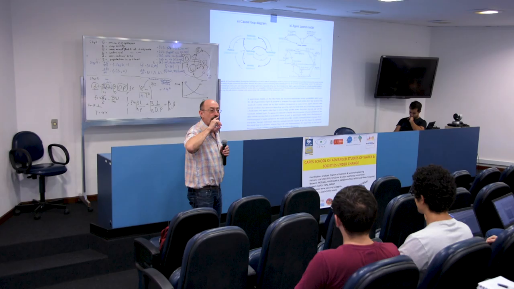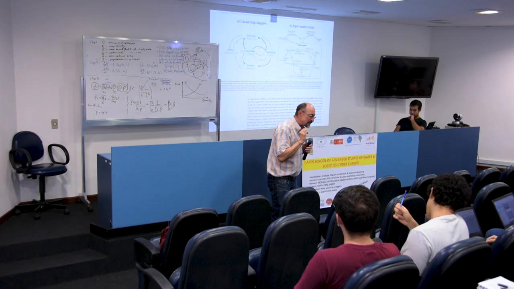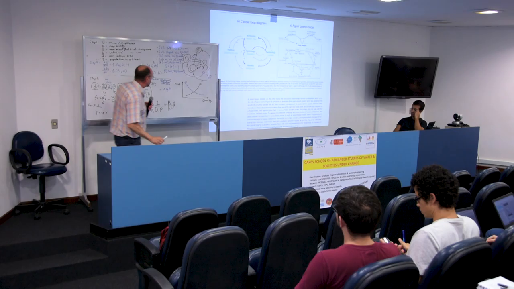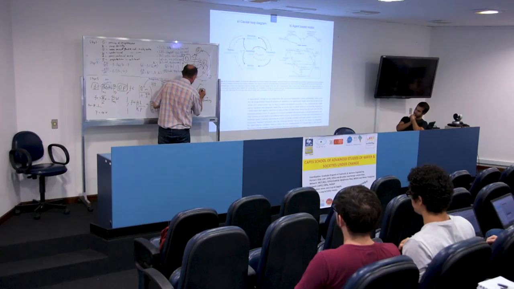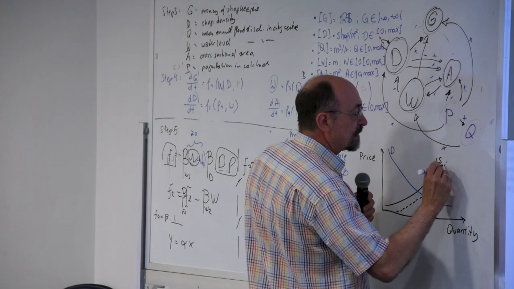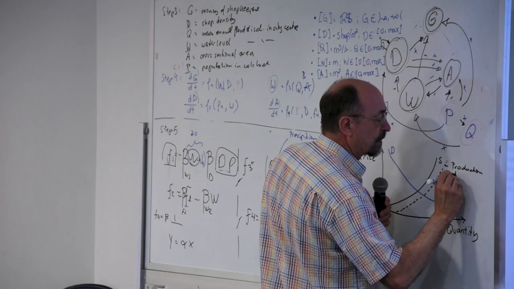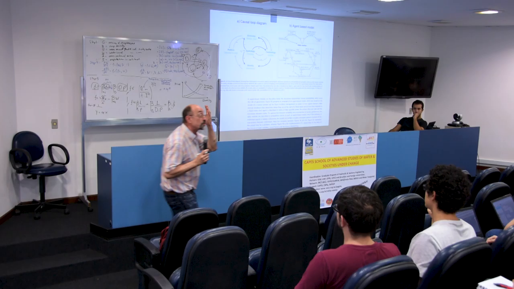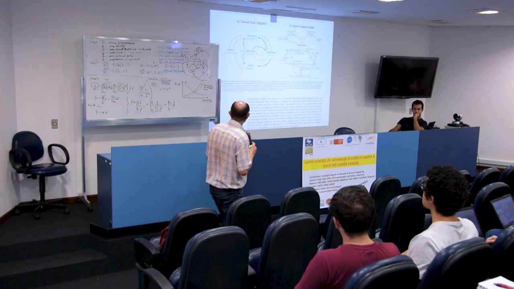Now, I want to use this diagram to explain the simplest possible way to represent a feedback. If I change one of the curves, this dotted line means production at cheaper costs. I invented a new method of producing shoes, a new machine. I can produce shoes more cheaply than I could before. So the dotted line will be lower. I can produce the same quantity for a lower price.